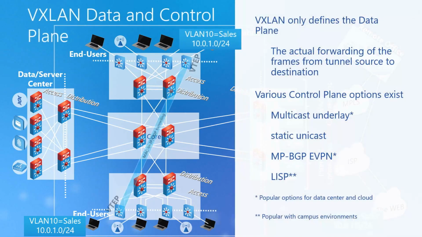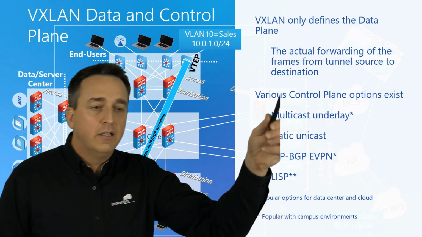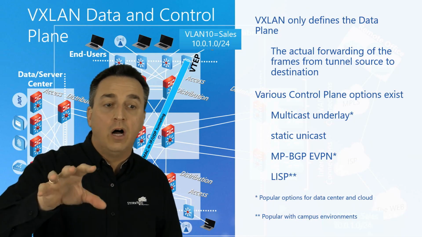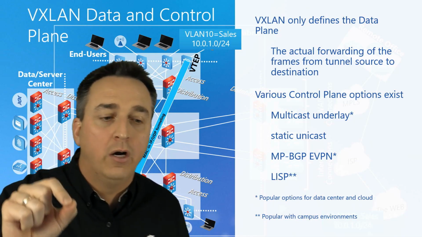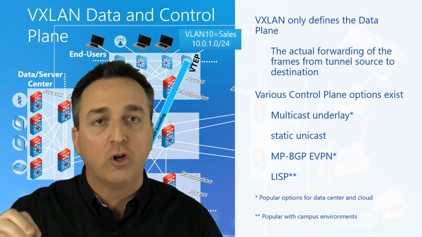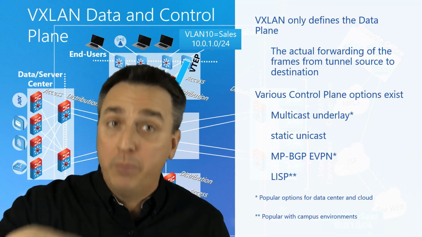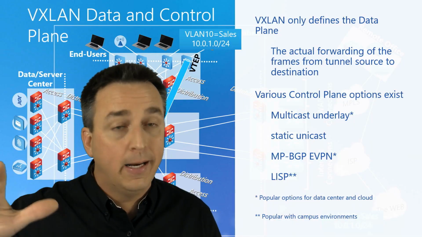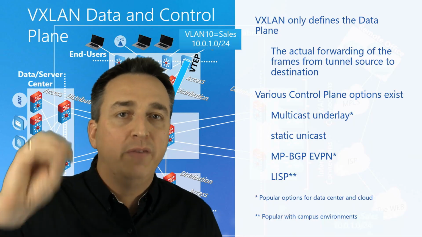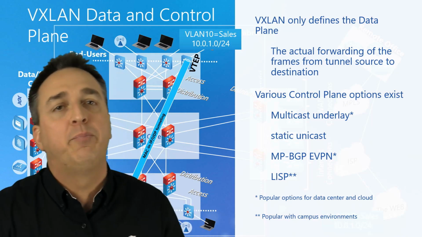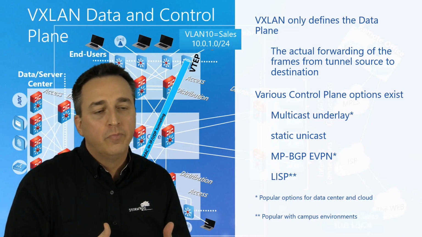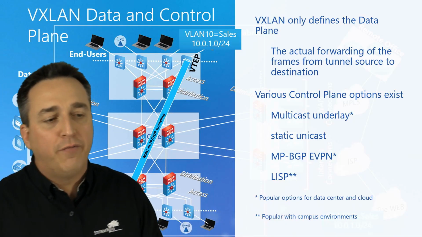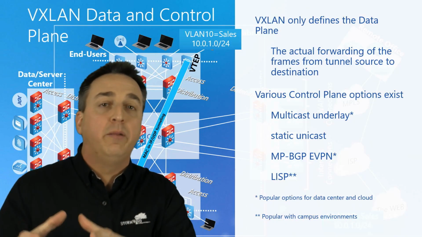So VXLAN only defines the data plane. Always, always, always. Meaning VXLAN, folks, is not a control plane protocol at all. LISP can be both. Like I said, LISP can be both a control plane protocol and a data plane protocol. There's no denying that. But VXLAN is only a data plane protocol and is used to encapsulate and forward that traffic through the environment. So if it doesn't have a control plane protocol, it doesn't work.